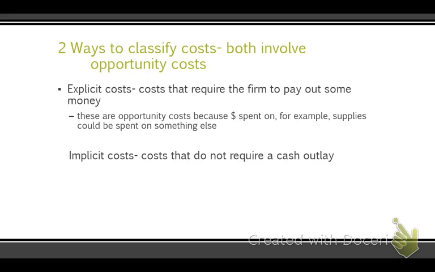Implicit costs. Costs that do not require cash outlay. Okay? These are opportunity costs. Like an implicit cost is if I am trained to be an X-ray technician, but instead I open a hot dog stand and sell hot dogs, the money that I could be earning as an X-ray technician instead of selling hot dogs is an implicit cost.